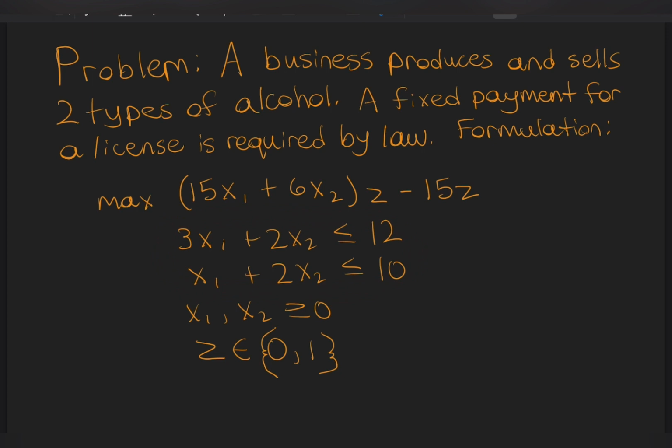So 3 units of one resource are required for one product of alcohol 1, and 2 units of this resource are required to produce alcohol 2. And you can follow that same methodology for this resource constraint. And of course, the number of bottles that you sell or produce has to be greater than or equal to 0. You can't sell negative numbers of alcohol. And Z is binary. You either pay the payment or you don't. If you don't pay the payment, Z is equal to 0, and if you do pay the payment, then Z is equal to 1.